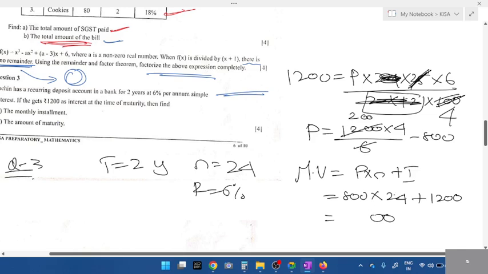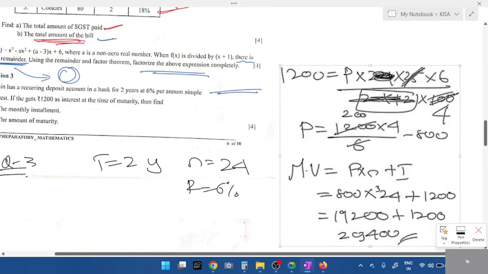20,400. 8 threes are 24. 8 fours is how much, students? 4 eights are 32. 19,200 plus 1,200. 20,400 is the answer. Clear?